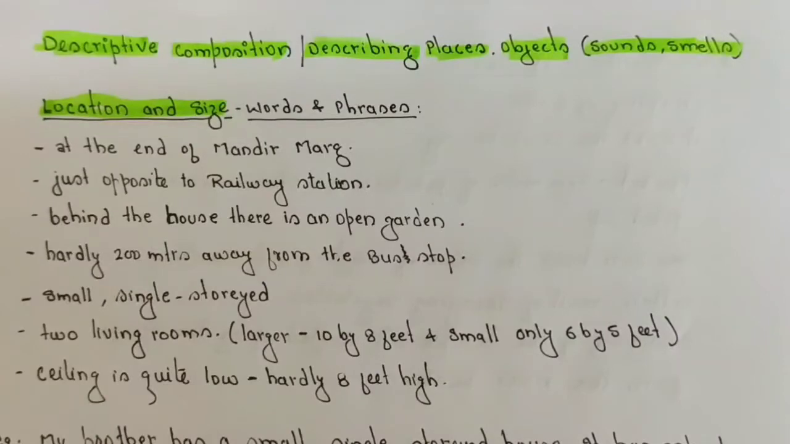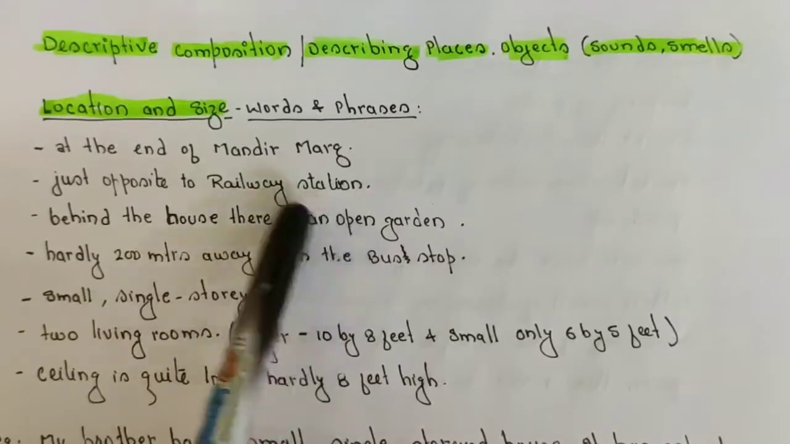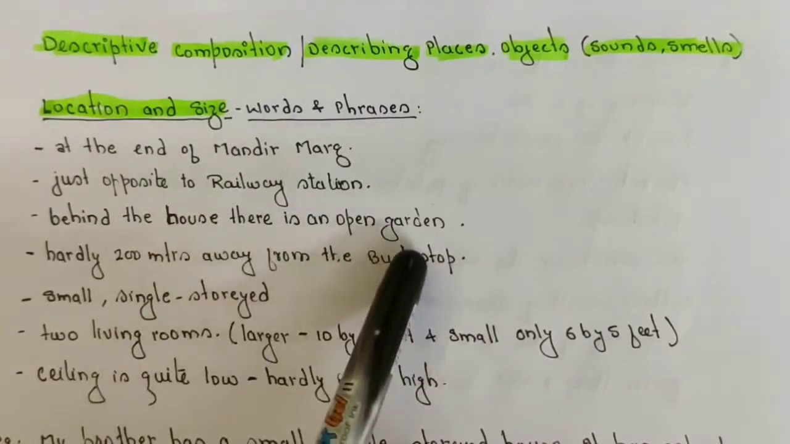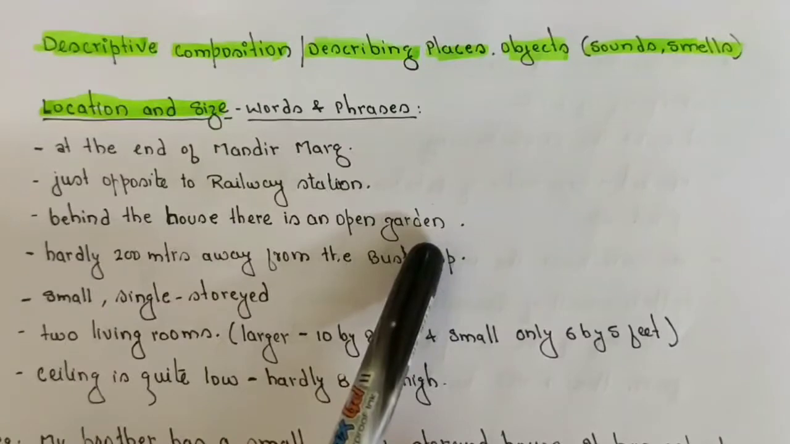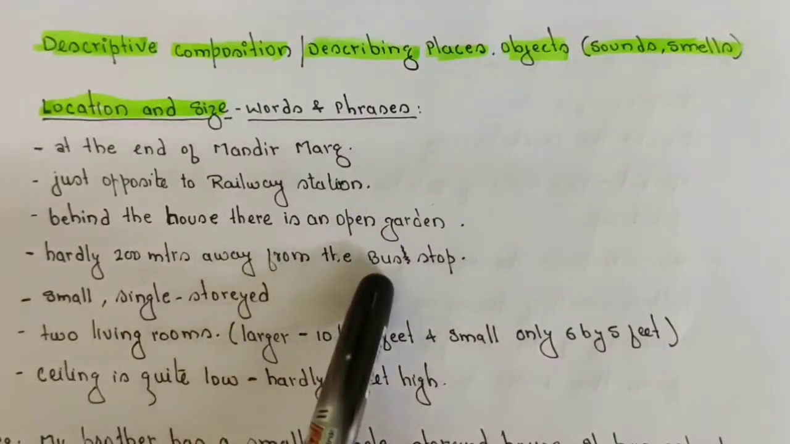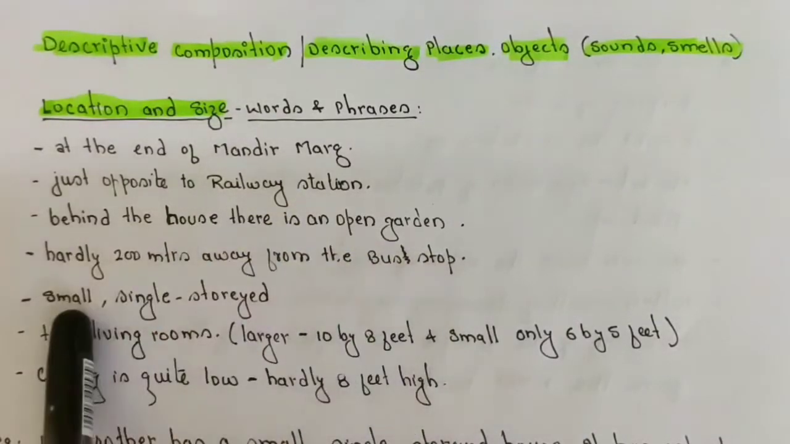At the end of Mandir Marg. Suppose you are describing a house, you can say my house is at the end of Mandir Marg, or just opposite to the railway station, or behind the house there is an open garden, open field, or an open swimming pool, whatever you want. My house is hardly 200 meters away from the bus stop, railway station, or from the market.